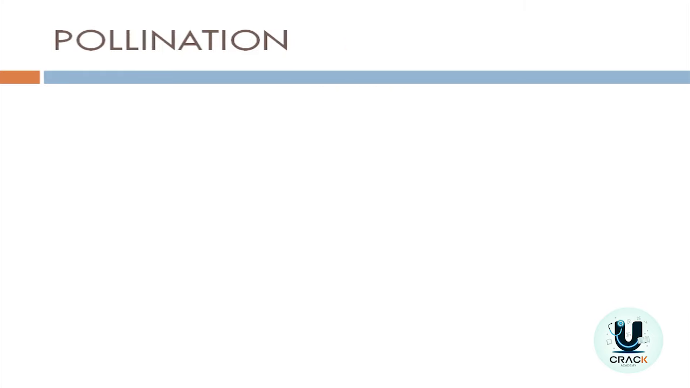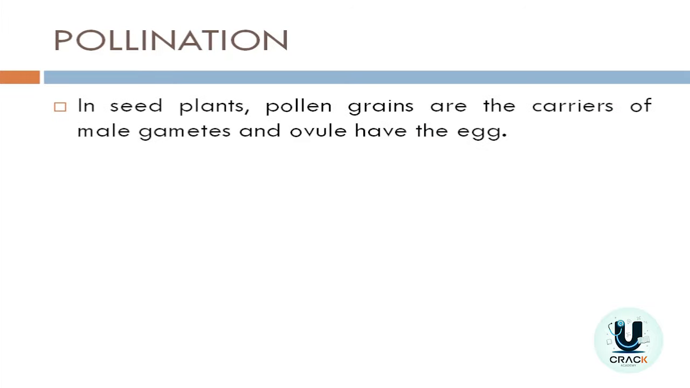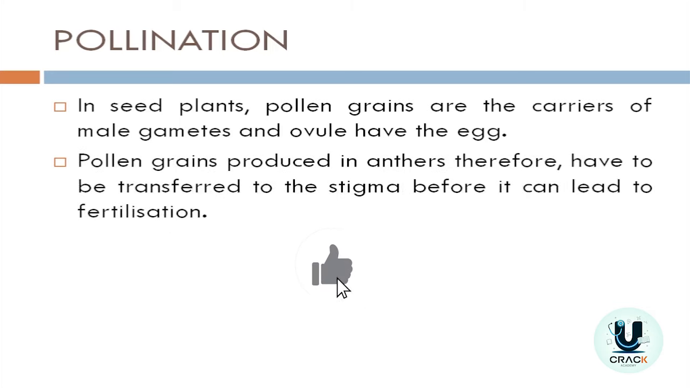Pollination. In a seed plant, pollen grains are the carrier of male gametes and ovules have the egg. Pollen grains produced in the anther therefore have to be transferred to the stigma before it can lead to fertilization. First the pollen grains are produced by the anther, and then they have to be transferred to the stigma. When transferred to the stigma, it changes into fertilization, because that is where male and female gametes fuse. That is why fertilization happens there.